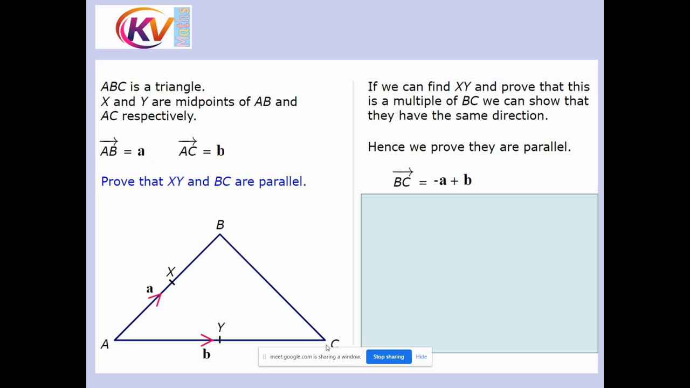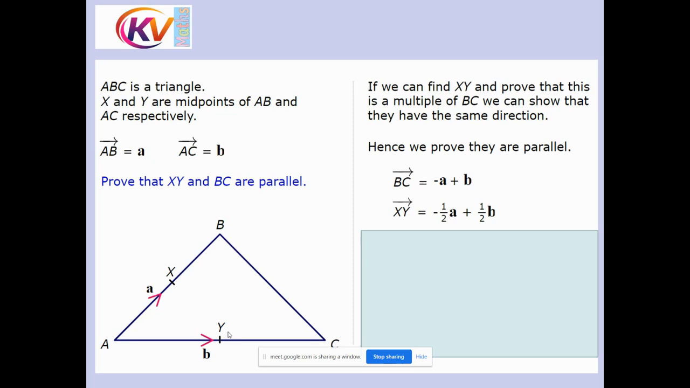Good, well done, Kat. We need to work out XY. So our starting point on this one is X to Y. Now remember, X was the midpoint, so it's halfway along AB. So it's going to be a half A for this bit here and a half B for this bit here. So to work out XY, that then will give me negative a half A, because we're still going the wrong way down it, plus a half B. So hopefully everybody's okay with that one.